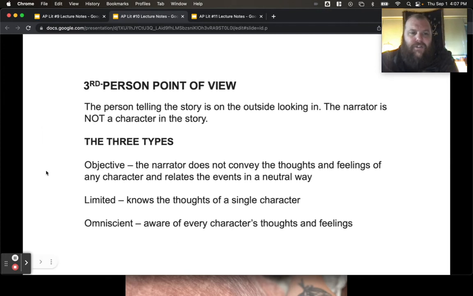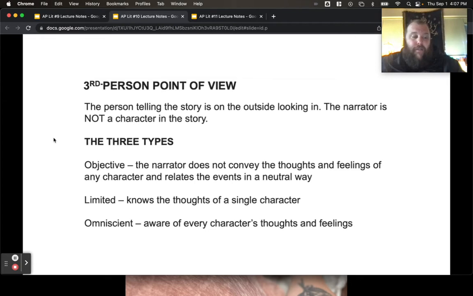I want to go briefly through this again, just to make sure we're clear on third person. Remember, third-person point of view is the umbrella term. The overall term means that the person telling the story, the narrator, is on the outside looking in. The narrator is not a character in the story. Now there are three types. Third-person objective means the narrator does not convey the thoughts and feelings of any character and relates the events in a neutral way.